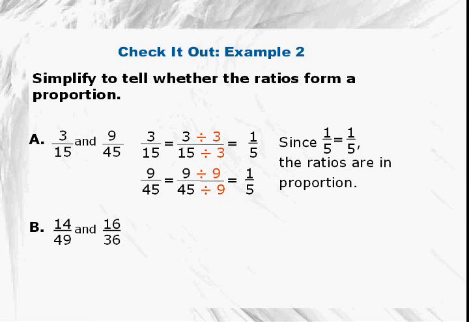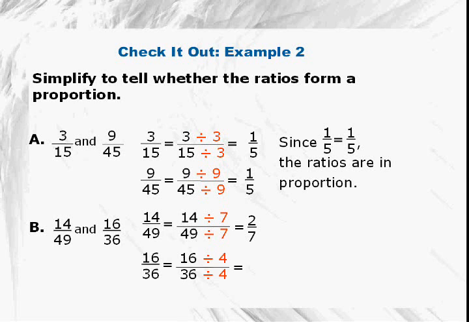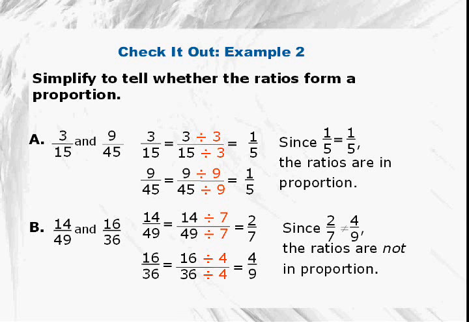Here's your second example. Pause the video and see if you can decide if these are proportional ratios. 14 to 49, the greatest common factor is 7. When I divide, I get 2 to 7. Let's simplify 16 to 36. Greatest common factor is 4, and I get 4/9. Since they do not equal, the ratios are not in proportion to one another.